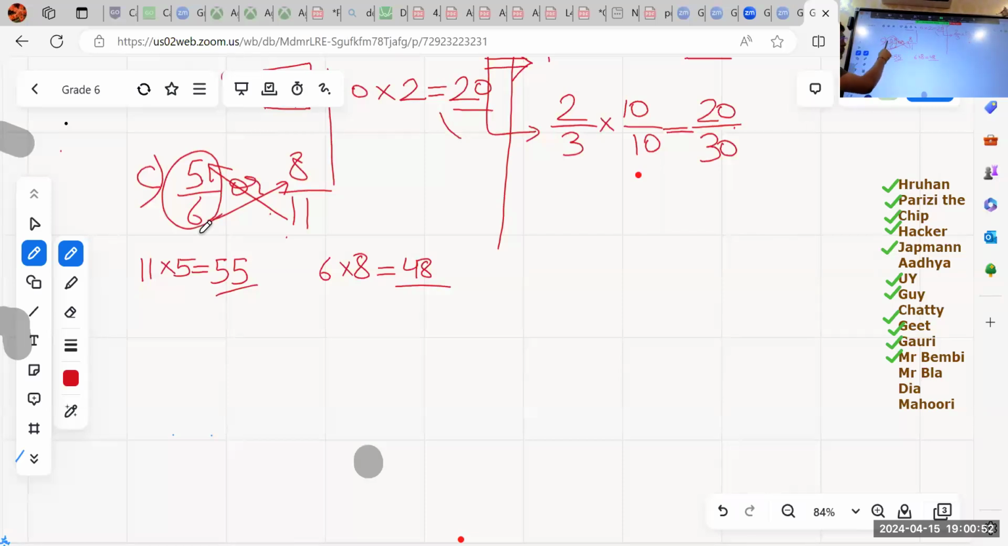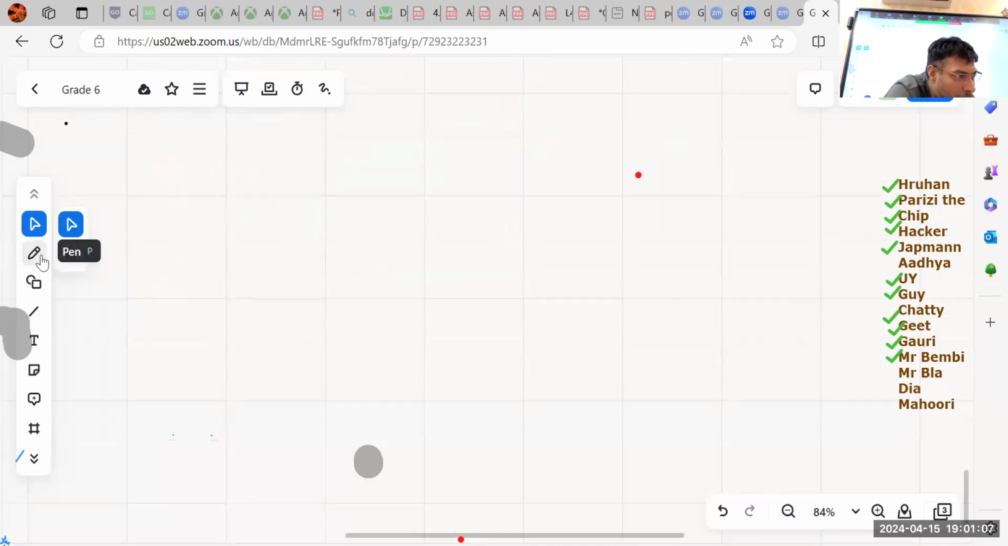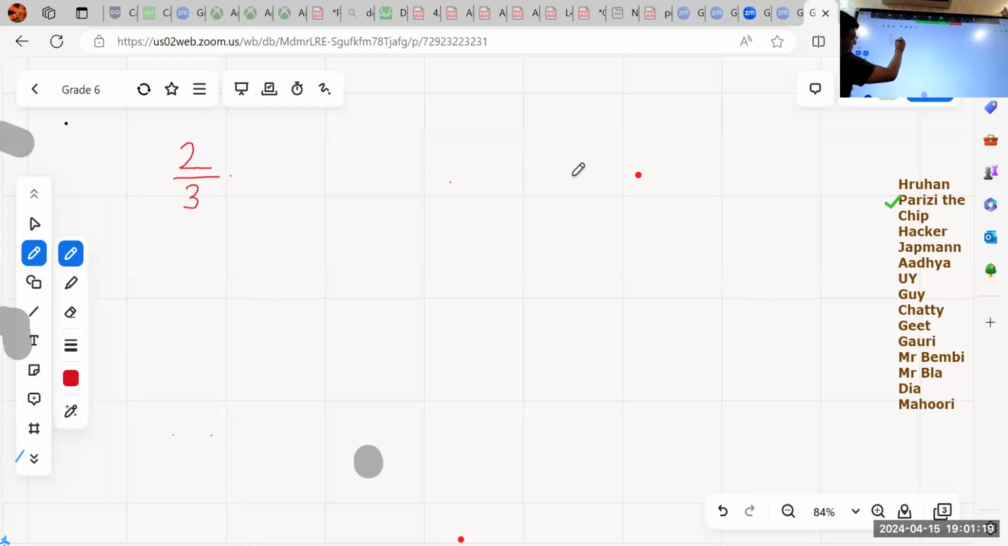Remember, 11 is going to the numerator on the other side. 5 is not going anywhere. 5 is changing to 55 and 8 is changing to 48. Okay, Adya? Now the next question, I don't want you to apply the like fractions technique. You think of a method that will help you solve it. So on your own, you have to find the biggest fraction out of these.